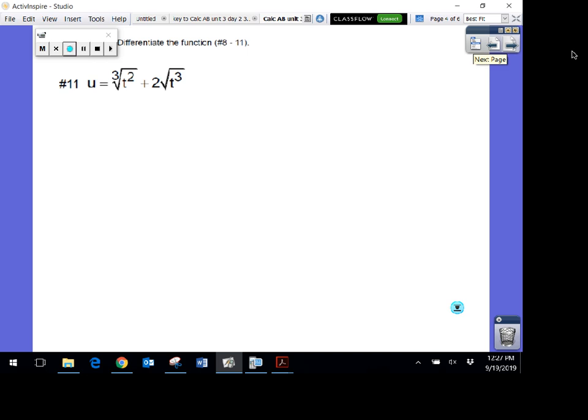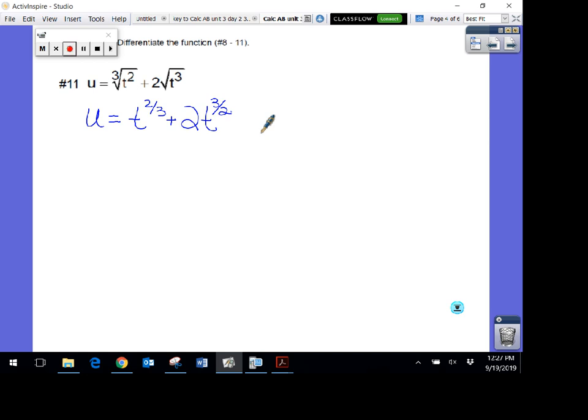All right, this one is not ready to take the derivative either because it has all those square roots, and we don't know anything about square roots. There's no rules that involve square roots. So u equals t to the 2/3 plus 2t to the 3/2. Square root means the root is 2. There's no root smaller than 2. Roots are always integers right there.